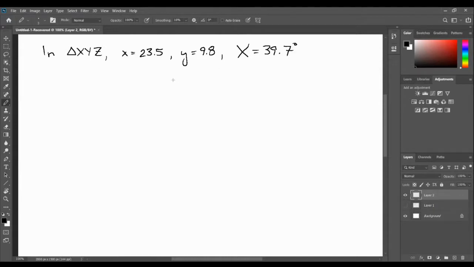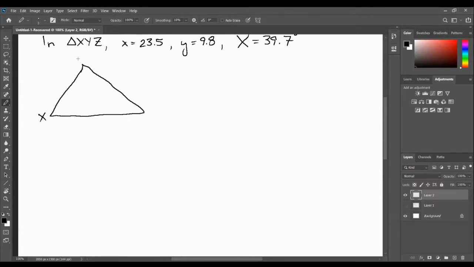Okay. So once again, I'm going to go ahead and draw a triangle. And you know what? My triangles always look like this. I don't know why. I think that in my mind must be the definition of a triangle. It doesn't matter. I know the sides are going to work out. The math works. So this is 23.5. This is 9.8, so clearly not drawn to scale. Angle X is 39.7 degrees. And now we'll go play with some math.